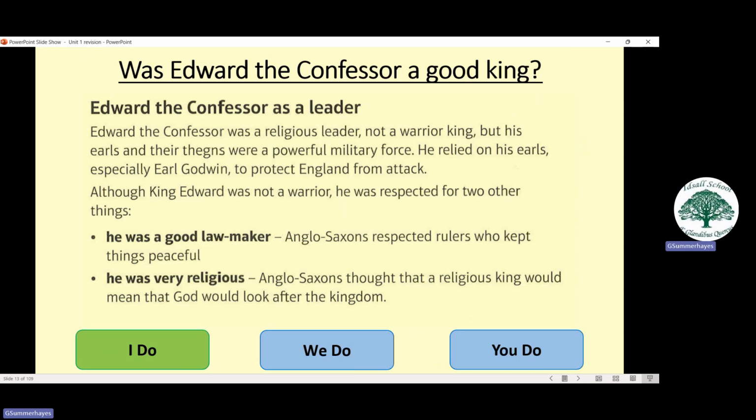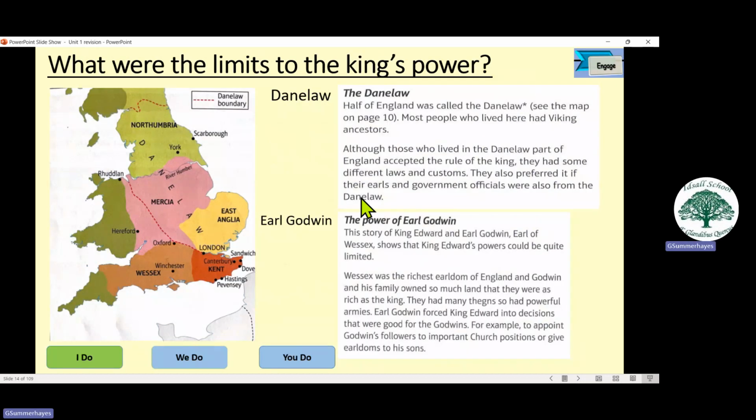He didn't fight. He wasn't a strong army leader, but he relied upon his earls to do that for him, particularly Earl Godwin and his sons. Despite not being a great warrior, he was a respected king because he made good laws and kept things peaceful, and because of his piety, his religiousness.